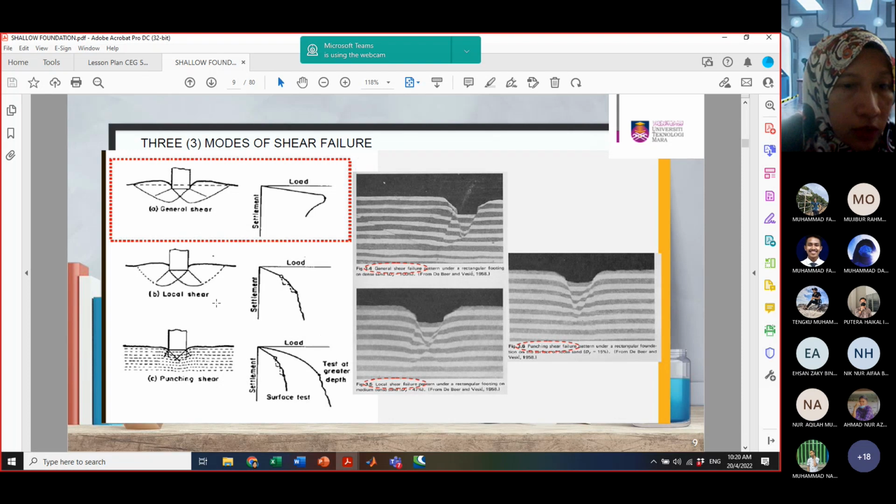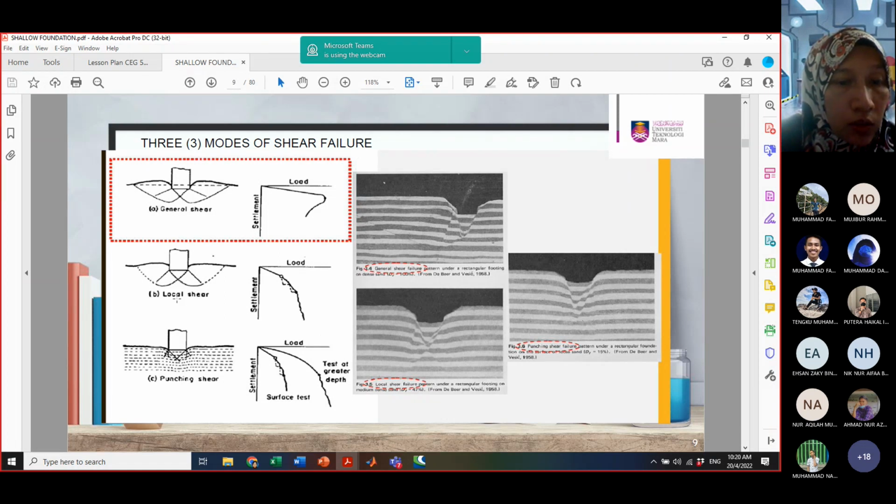Whereas, if you look at the local shear, you can see it is much different compared to general shear failure. Don't forget, if you plot settlement versus load, you can see how it acts: as the load increases, the settlement also increases. But for local shear failure, compared to the top one, where we have a good soil profile in terms of dense and over-consolidated clay, the soil profile is good.